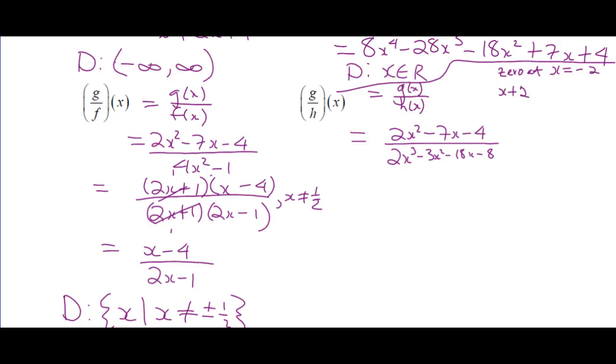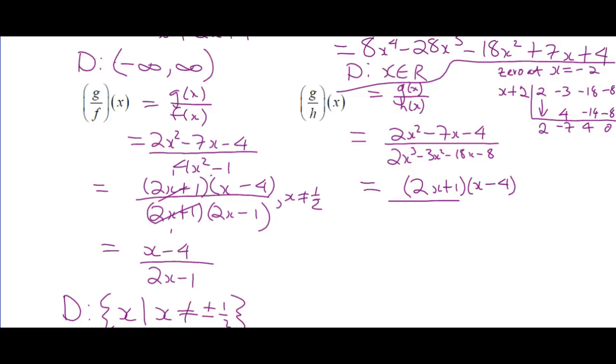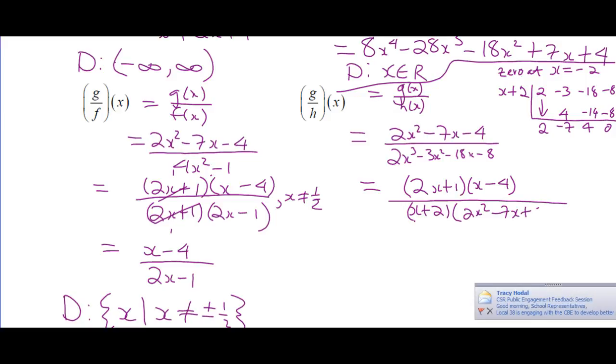So I'm going to do x plus 2. And what do we got? 2, negative 3, 2, 4, negative 7, negative 14, 4, negative 8, 0. Okay. Like, I knew that had to be a 0 here, right? Okay. So we're looking at, now we factored this guy already, right? It's 2x plus 1 and x minus 4. And this guy is x plus 2 and 2x squared minus 7x plus 4.